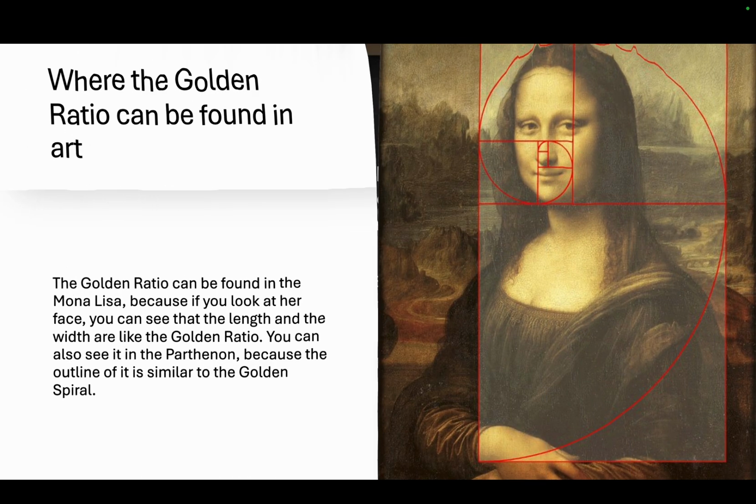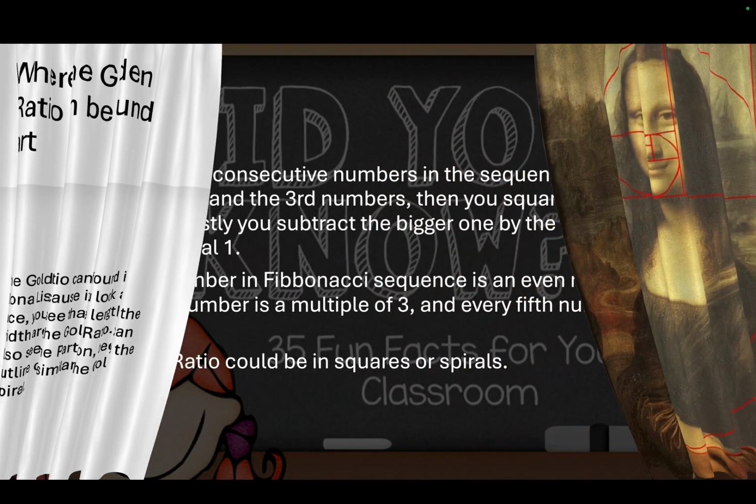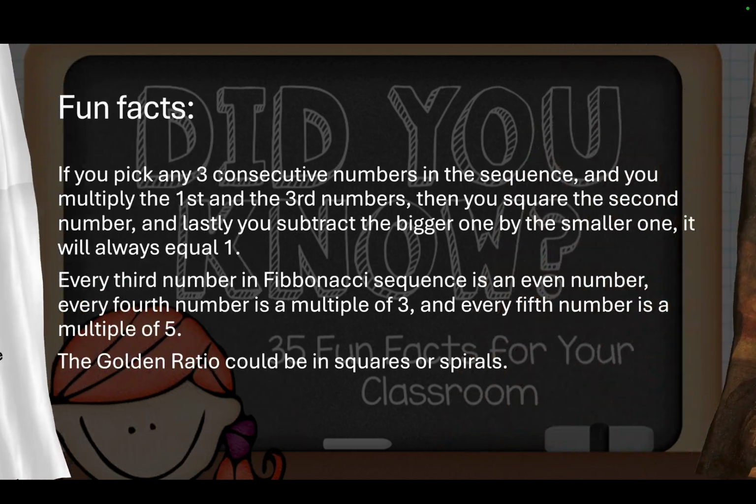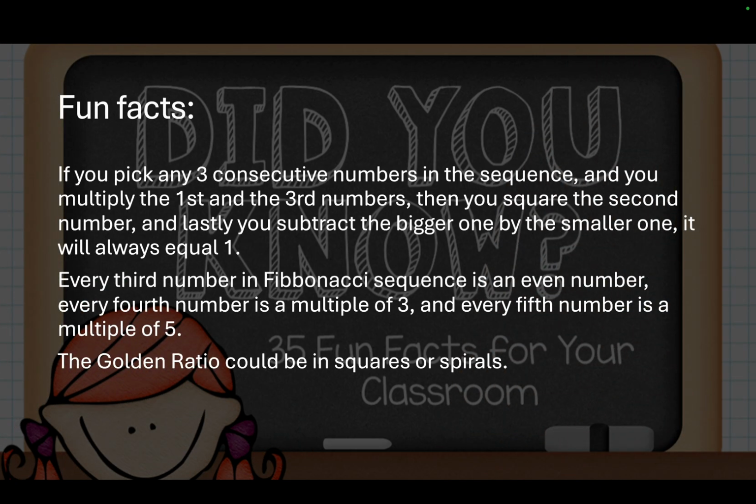And so now, here are some fun facts about the Fibonacci sequence and the golden ratio. If you take any 3 consecutive numbers in the Fibonacci sequence, and you multiply the first and third numbers, then you square the second number, and subtract the smaller one from the bigger one, it will always equal 1. For example, if you choose 1, 2, and 3 as the 3 numbers, 1 times 3 is 3, 2 times 2 is 4, 4 minus 3 is 1. And this works for any other 3 consecutive numbers if you do it that way.